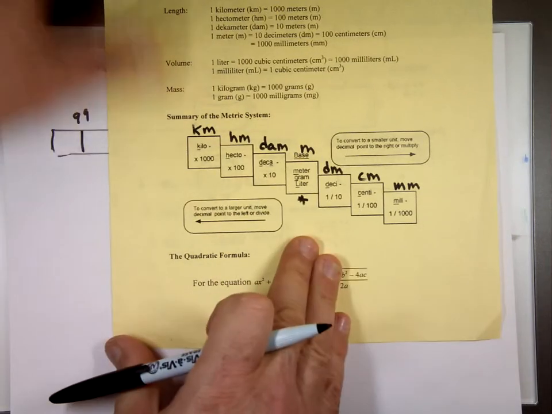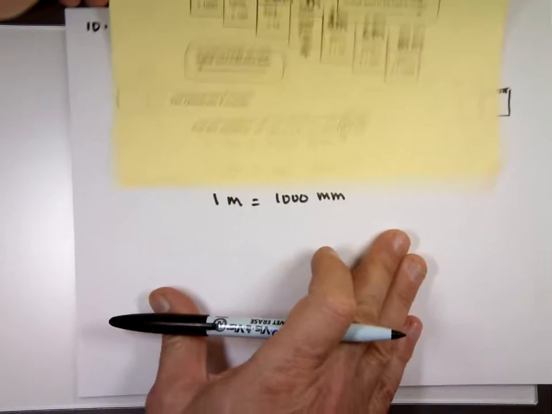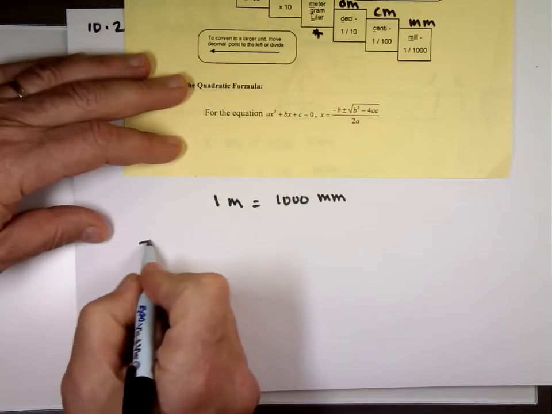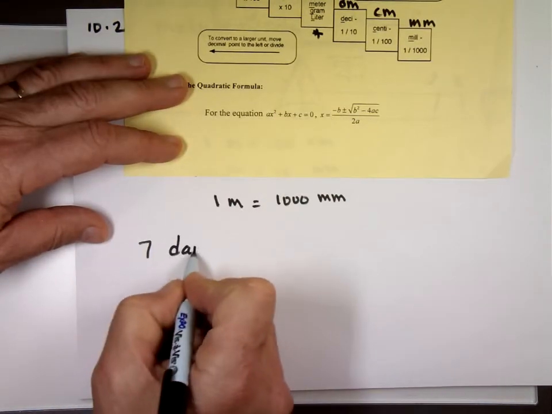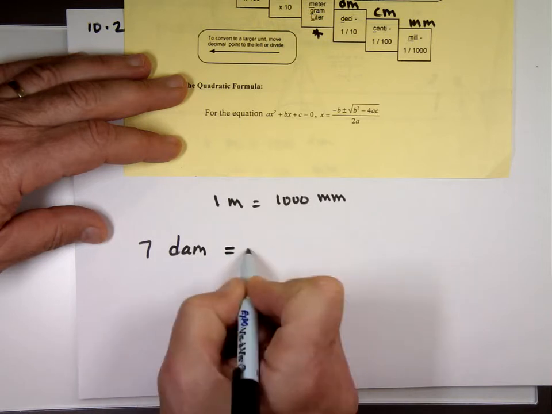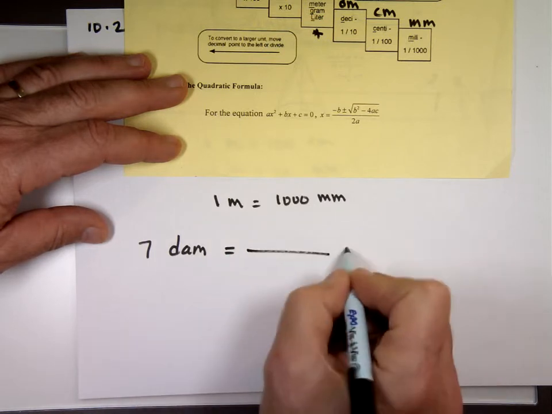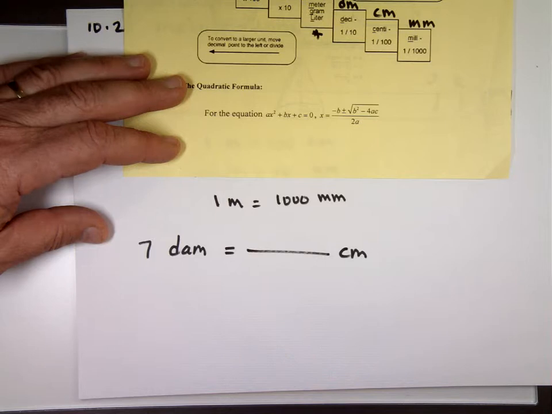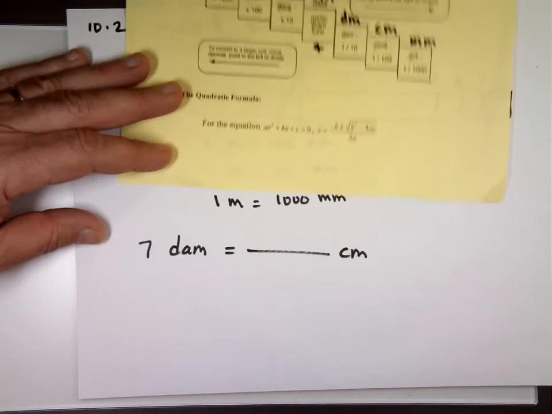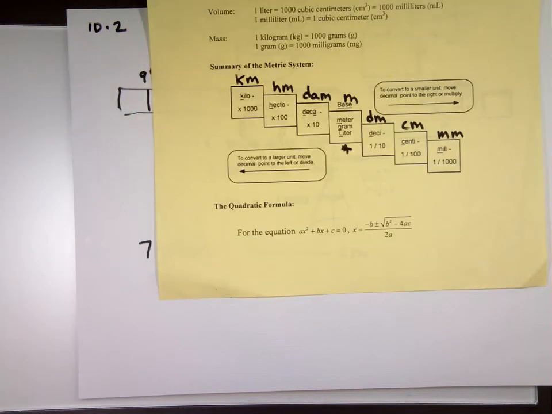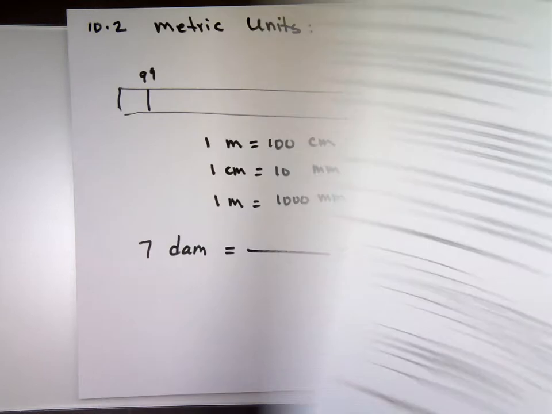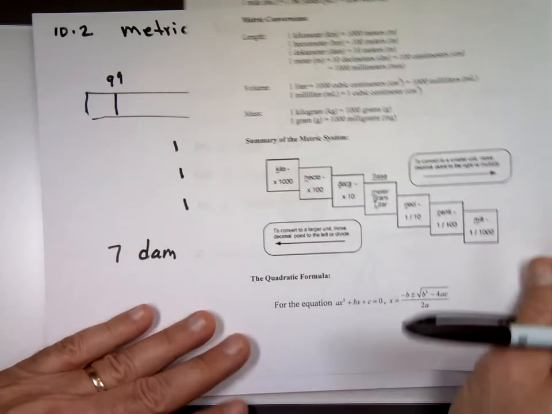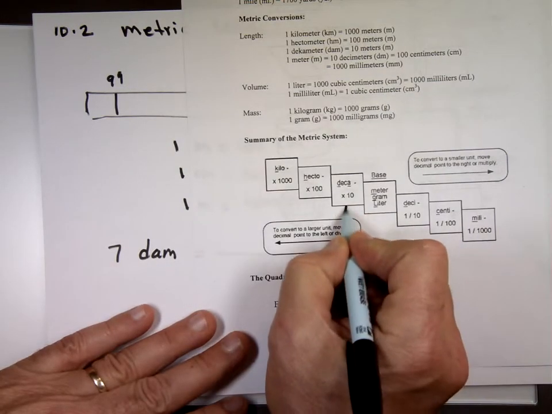So having that sheet with you, how do you convert? If I said, okay, convert for me 7 DAM, and I want to change that to centimeters. Let me take one of these white ones because I'm going to scribble all over it. I like to keep this clean. 7 DAM. Where's the DAM? I'm right here. That's where I am.